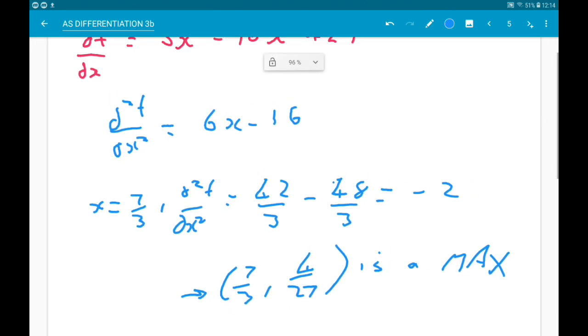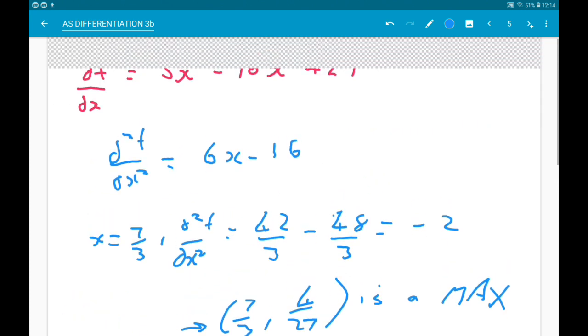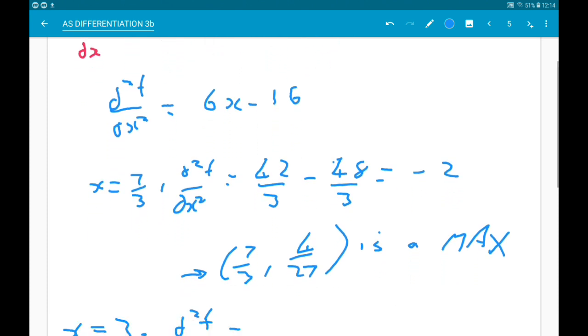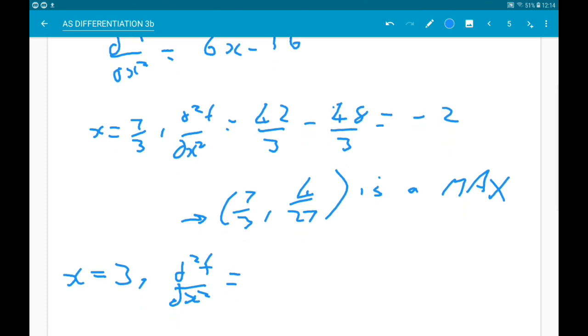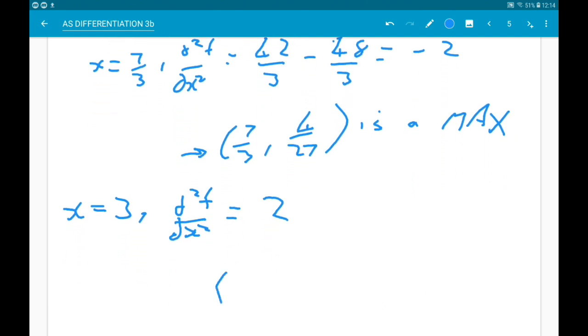Now when x is 3, it's going to be 6 times 3, which is 18, minus 16, which gives us 2. Now that's greater than 0, so 3, 0 is a minimum.